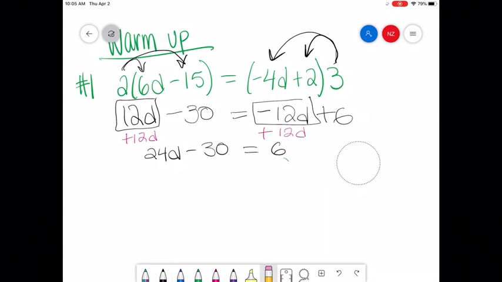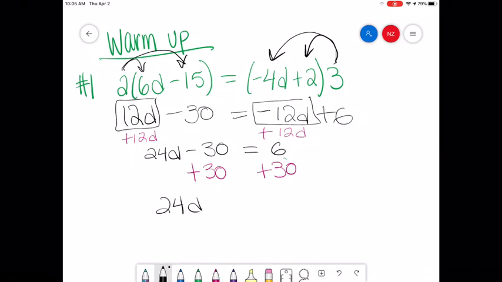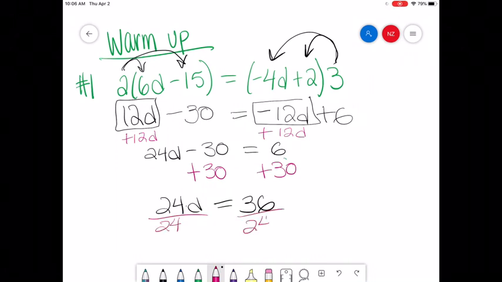Okay, so then when I'm solving here, I've got my variables to my left, numbers to my right. So that means I'm going to be moving this 30 to my right. 24d equals 36. So now I'm going to do my last step. Get rid of this 24. There's multiplication. Opposite of multiplication is division.